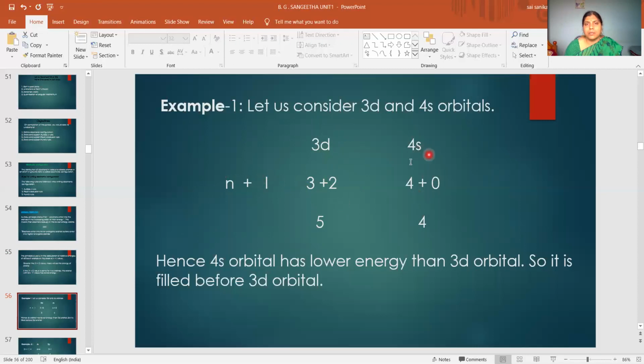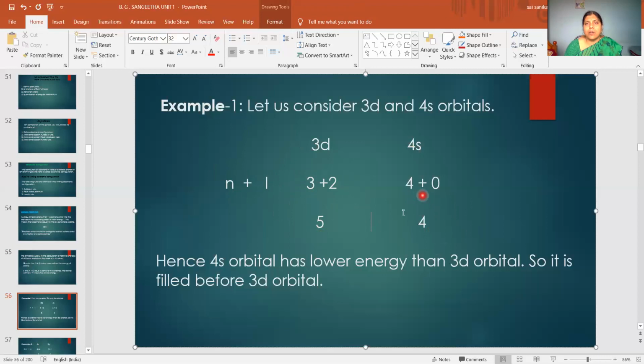So come to 4s orbital. N is 4. S means L value will be 0. 4 plus 0 is 4. So n plus L value is 4. Here if you consider 3d and 4s, which orbital is having more n plus L value? N plus L value is more for 3d orbital and less for 4s orbital.